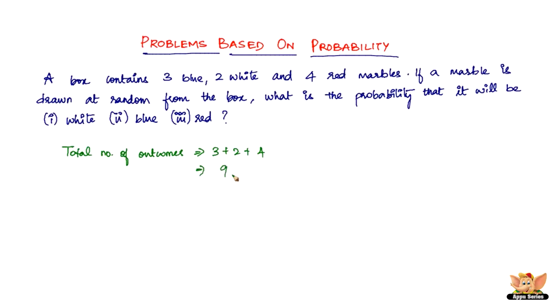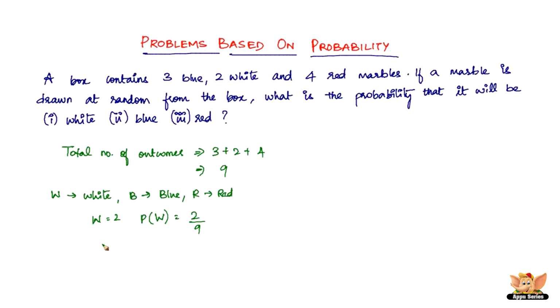Now let W denote white marbles, B denote blue marbles and R denote red marbles. So now what is the number of outcomes favorable to the event W? The number of outcomes favorable to the event W is 2 because there are 2 white marbles, right? So W is 2. So the probability of the event of getting a white, that is P of W, is equal to 2 divided by the total number of outcomes, which is 9. So the probability of getting a white is 2 by 9, right?